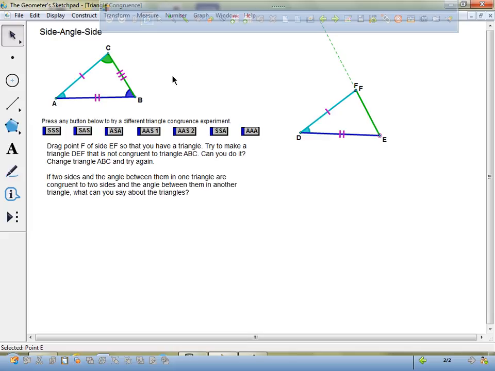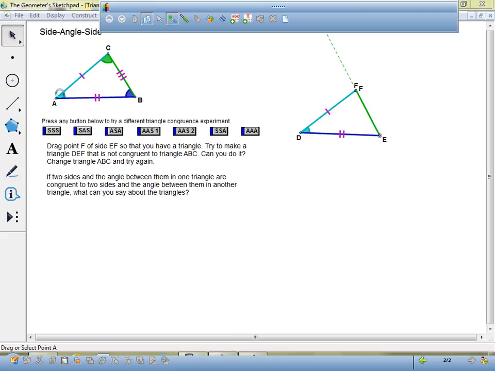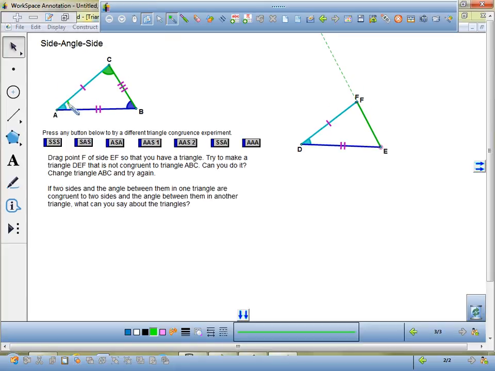Okay, so you might want to draw a picture of that and write this down or fill in the blank on your conjecture sheet. If two sides and the angle between them in one triangle, here's the angle between them, are congruent to two sides and the angle in between them in the other triangle, what can you say about the triangles? They're congruent. All right? So that's called side angle side congruent.